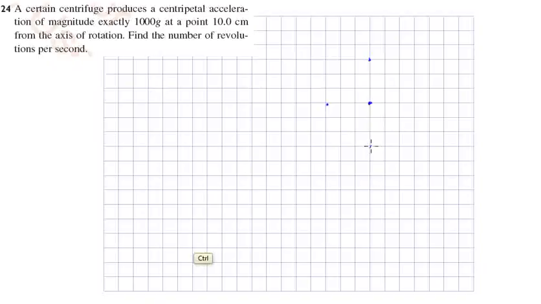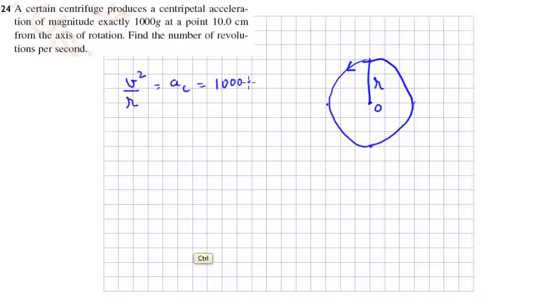This is a uniform circular motion. So an object is going in a circle. There is a radius r, about a center of rotation O. And we know that despite the fact that the speed is constant, the velocity is not, and therefore there is acceleration. That acceleration is given by the velocity squared divided by the radius. That's a sub c, which we are given as 1000 times g.